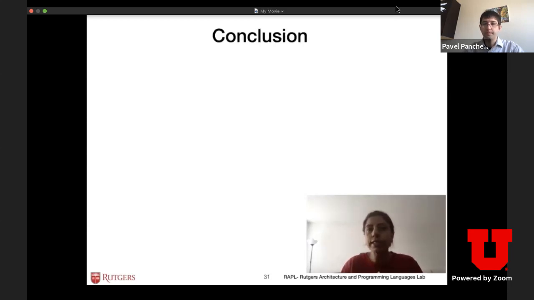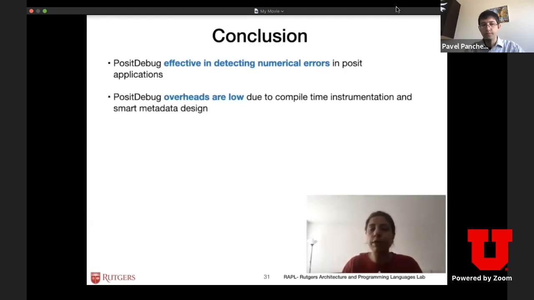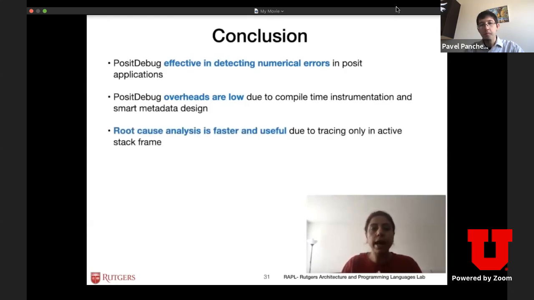To conclude, posits are a new attractive representation for reals which provide tapered accuracy. POSIT-debug enables you to find numerical errors and debug them in POSIT applications. The key idea is to keep the metadata constant to the amount of memory usage of the program. It provides backtracing in the active set of functions to produce the DAG for root cause analysis.